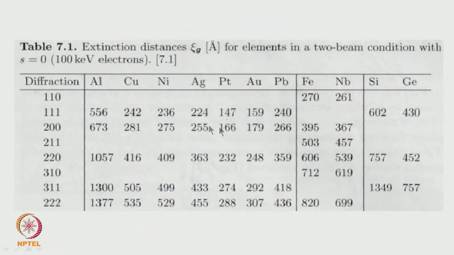Okay. So this is a table which I am showing for different diffractions, this one for 100 keV electrons. What is going to be the psi g value which has been calculated for s equals 0? What is going to be the effect of this?